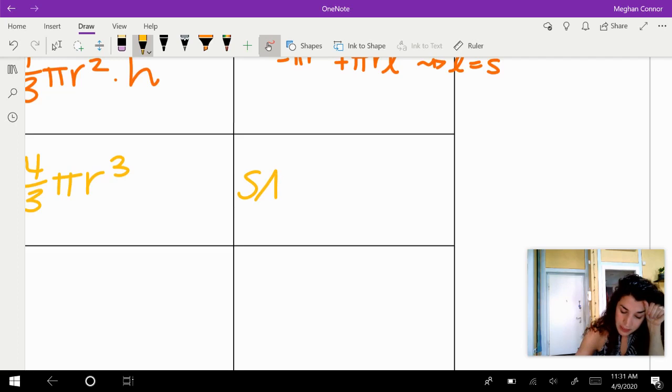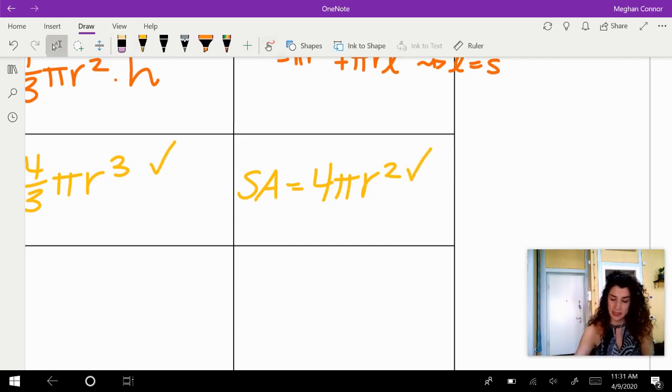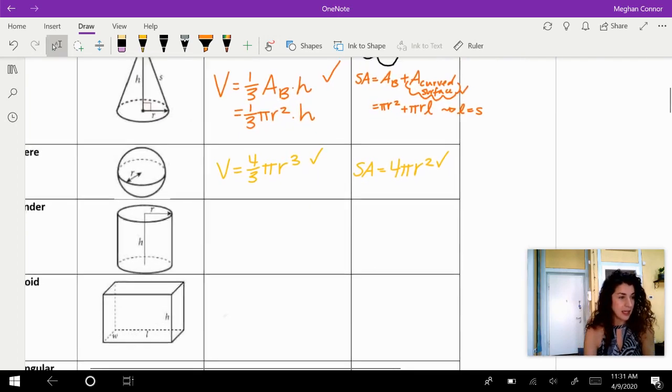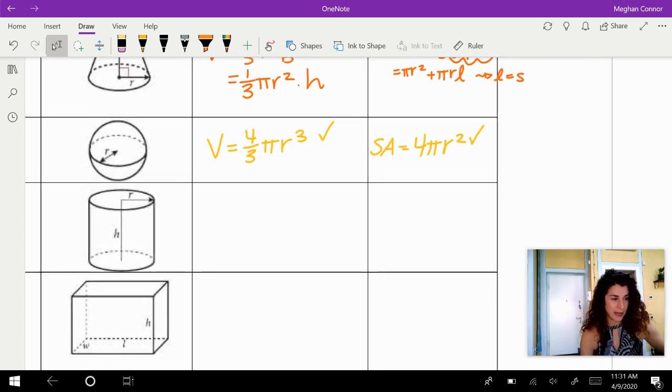All right, and then surface area for a sphere is 4 pi r squared. Area squared, volume cubed. So that's how you can remember both of them. Check mark, are in your formula packet. Okay. Cylinder. I'm just looking at your formula packet real quick to see if it's there. It is. So the volume of your cylinder is in the formula packet.